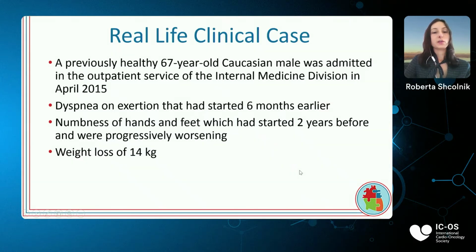And just to finish, I will present a real-life clinical case, a short one, just to exemplify the importance of the diagnostic process. A previously healthy 67-year-old Caucasian male was admitted to the internal medicine division in April 2015. He had dyspnea on exertion that had started 6 months earlier, and numbness of hands and feet, which had started 2 years before and were progressively worsening. He also had a weight loss of 14 kilograms.